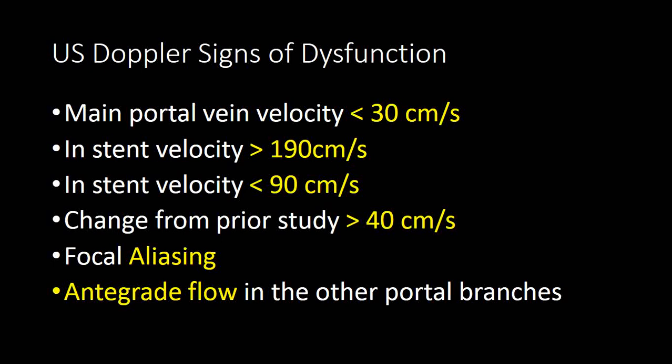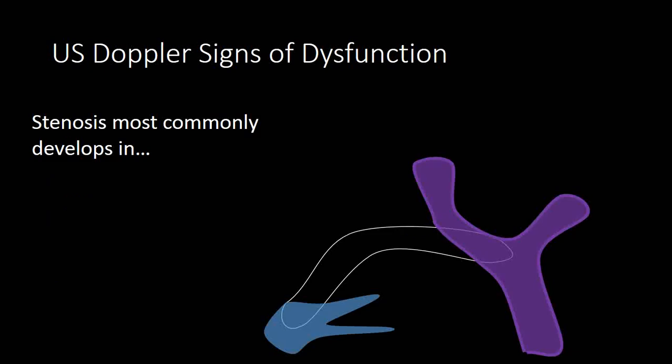Another thing we can look for is focal aliasing. Focal aliasing indicates either very high velocity flow or turbulent flow, both of which can indicate stenosis. And then finally, we can look at the flow within the other portal branches. Typically, with a TIPS stent in place, the flow within the portal branches should be retrograde. When stenosis develops, that flow will revert back to antegrade flow in certain individuals.